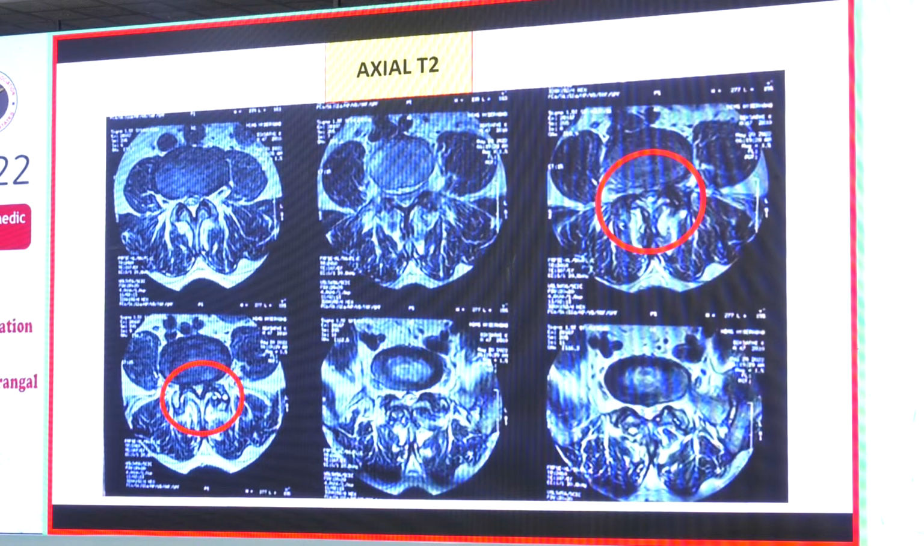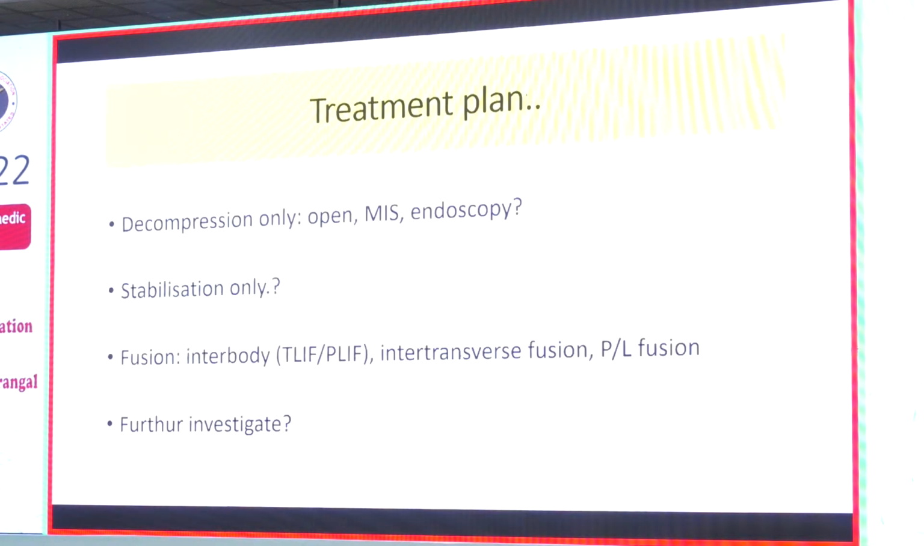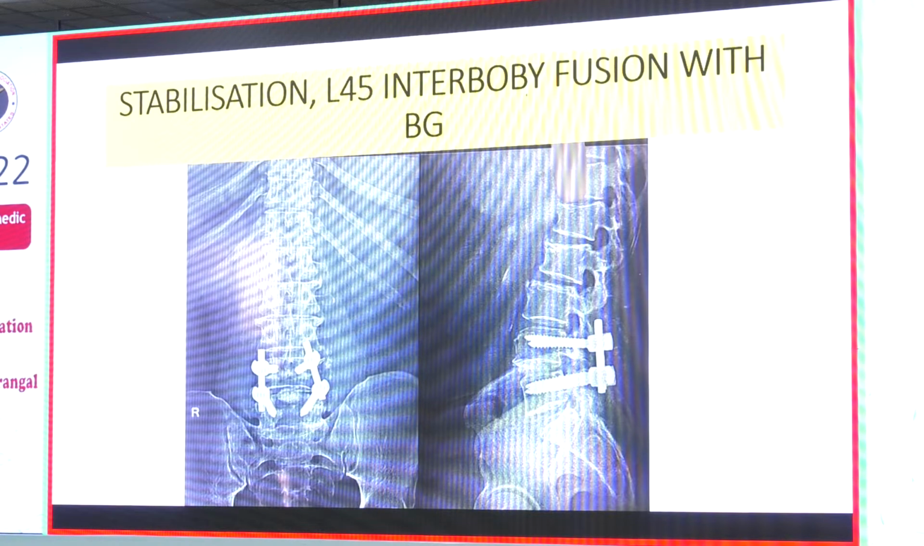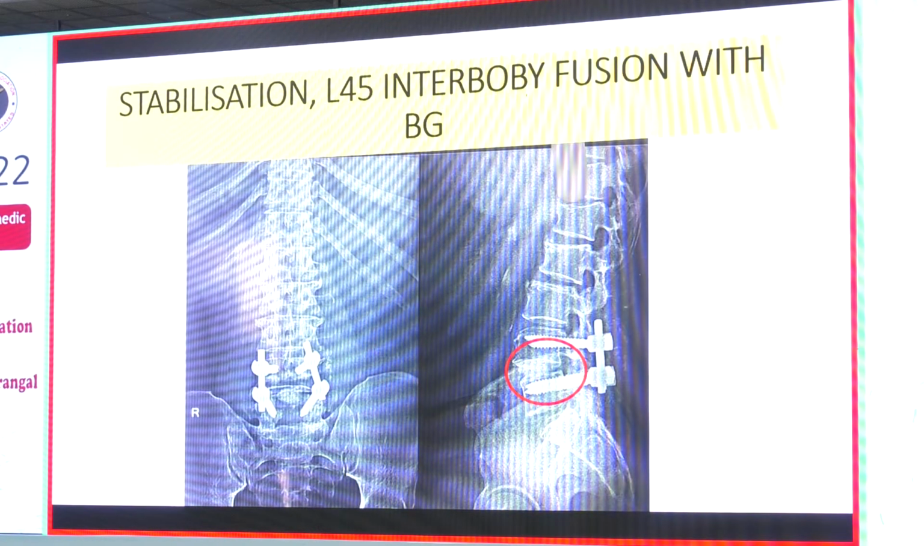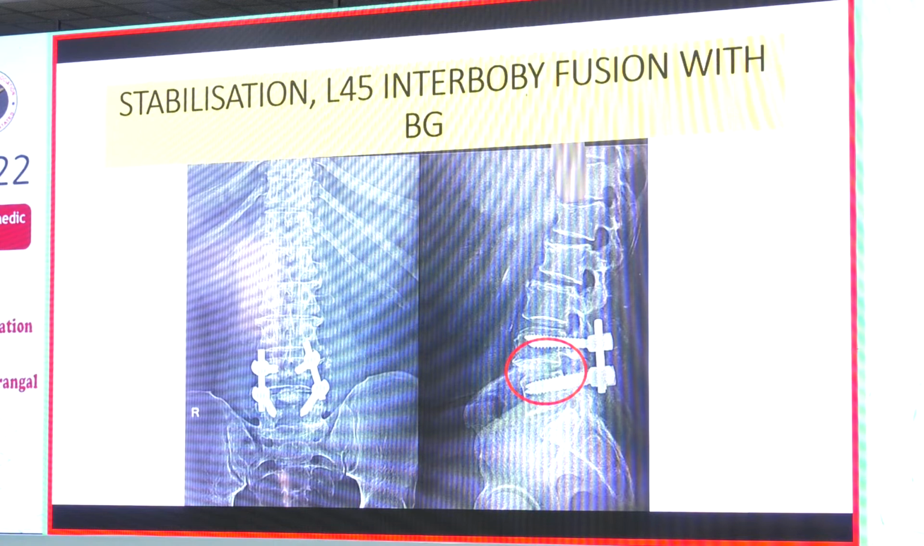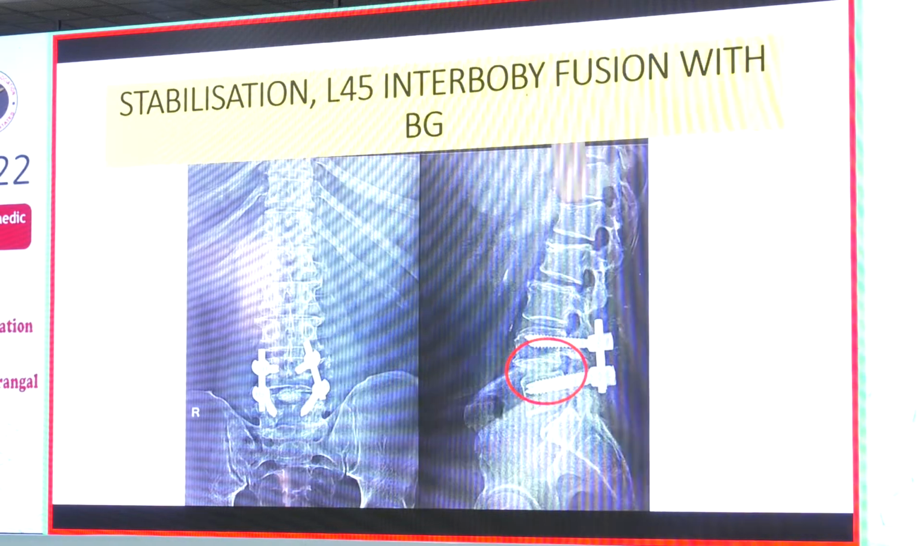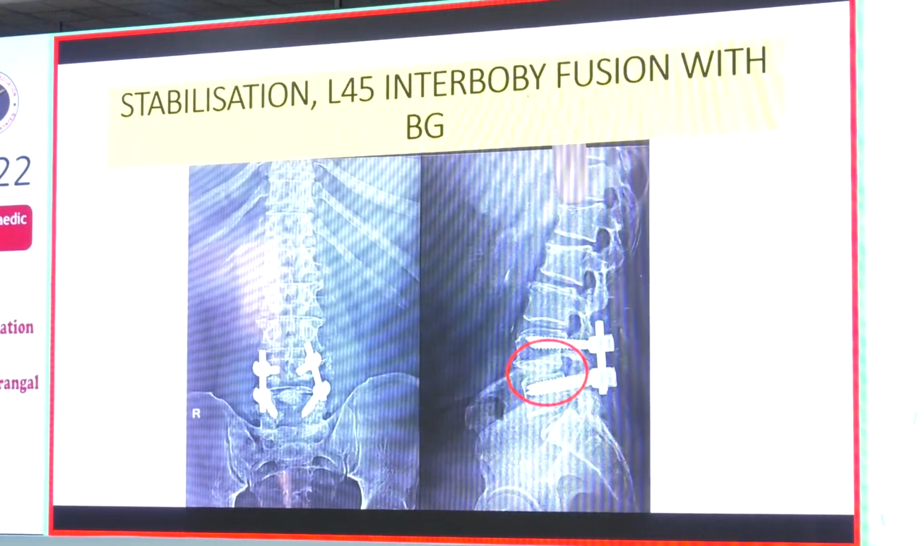Tell us in 1 minute 44 seconds what you have done. Sir, what we did is, as I told, this is what we did, sir. We did L4-5 stabilization and interbody fusion with a thorough bone graft. And this is at the 2.5 month X-ray. There was enough graft left, so we also did posterolateral placement of the graft.